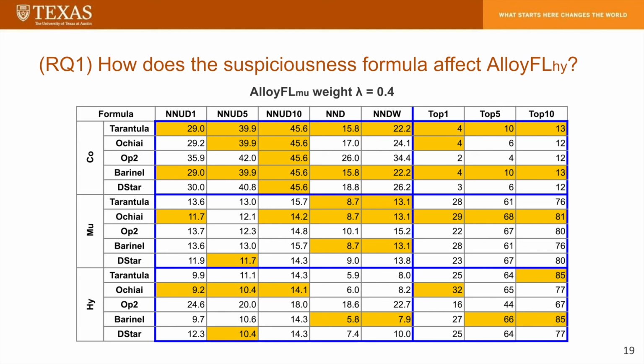For the mutation-based technique, the Wong formula seems to achieve the best effectiveness. For the hybrid technique, the Wong formula seems to achieve the best effectiveness score for the NNUD and top 1 metric. For NND, NNDW, and top 5, top 10 metrics, the Wong formula achieves roughly similar effectiveness scores as the best Barinel formula. So we can conclude that the Wong formula performs roughly the best for all techniques.